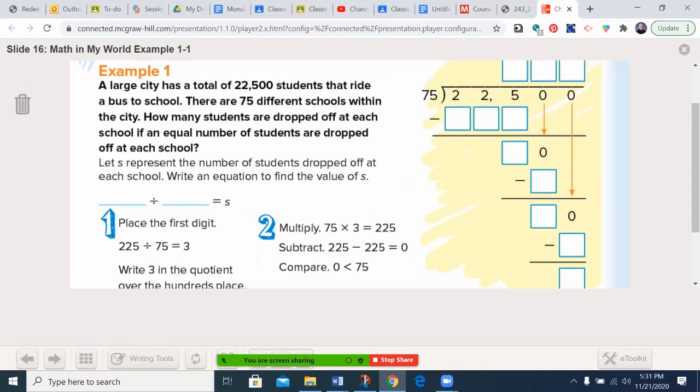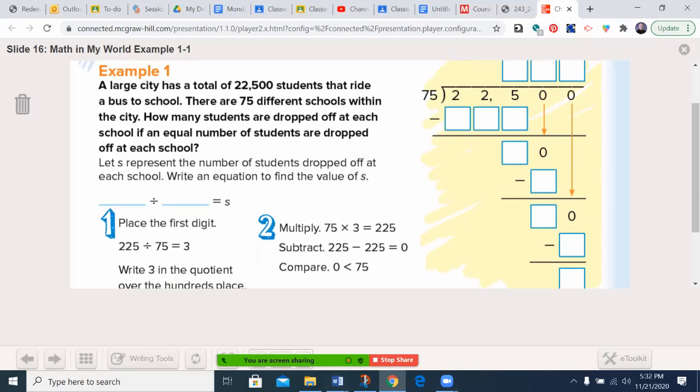So I'm going to start out with example basic, and this is on 277. A large city has a total of 22,500 students that ride a bus to school. There are 75 different schools within the city. How many students are dropped off at each school if an equal number of students are dropped off at each school? Let S represent the number of students dropped off at each school. Write an equation to find the value of S.